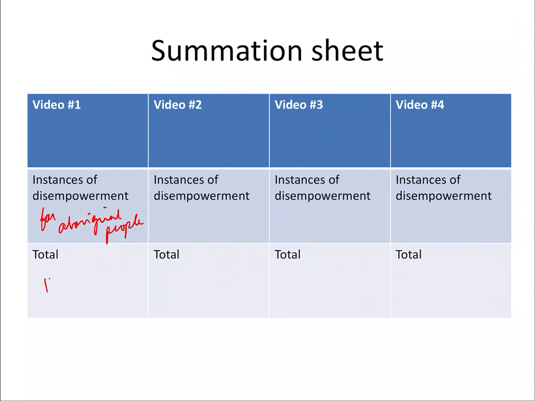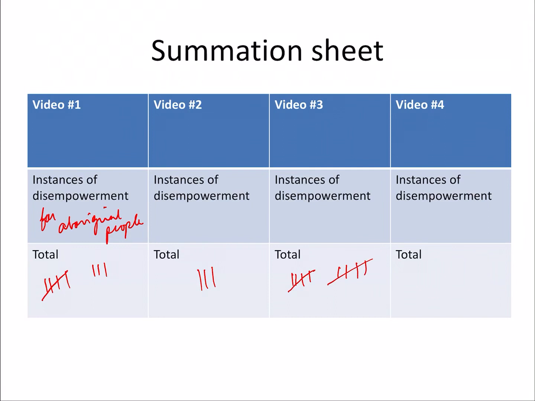So the number of incidents are counted by the researcher as the video is playing, and they go, okay, well, that's 5, 6, 7, 8 in this video. And this video might have 3 instances. This video might have a whole bunch. So as the researcher is watching the video, they're just going check, check, check, check, and they're getting an understanding of what's going on. And this is a quantitative way to do it.